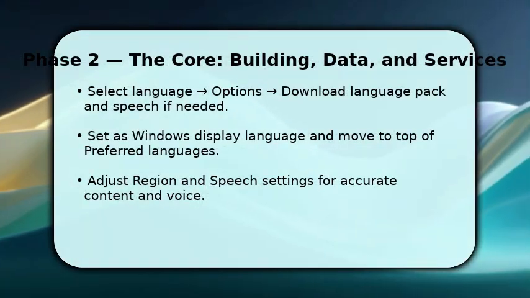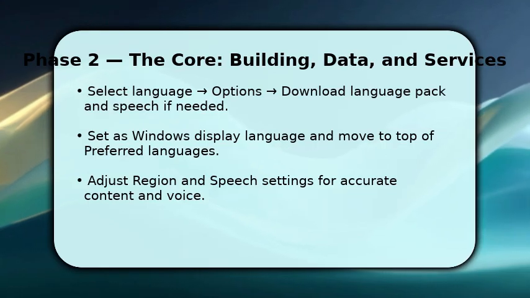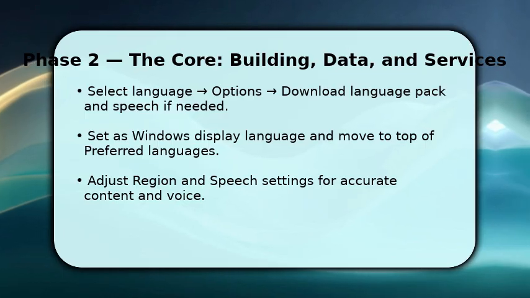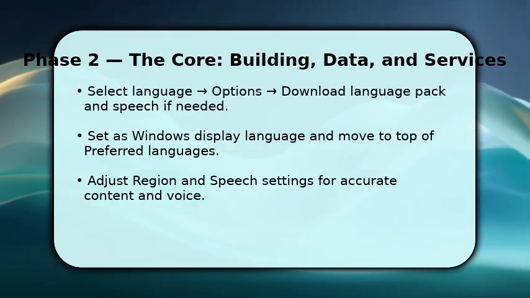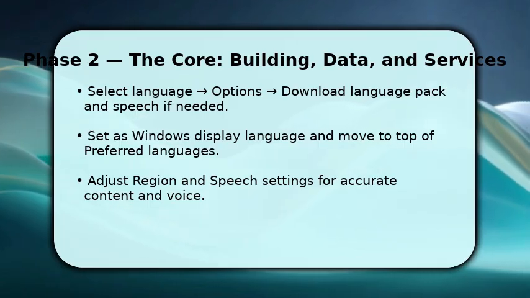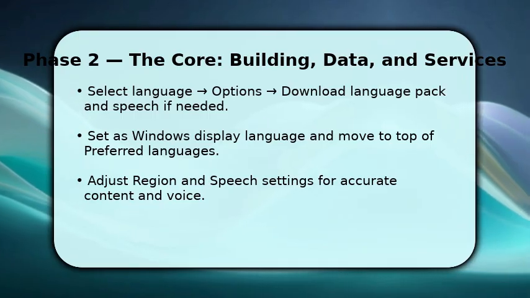Once done adding the language, continue by getting the full language pack and optional speech tools. Go into the language options, download the language pack, and any handwriting or speech components you need. Make sure to set the new language as the Windows display language and move it to the top of preferred languages so apps and widgets prioritize it.